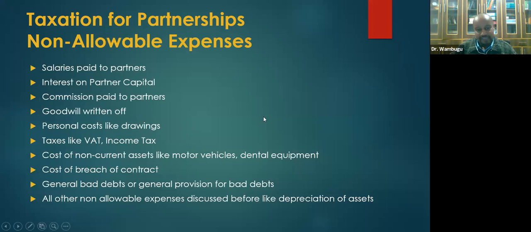Cost of non-current assets like motor vehicles and dental equipment is not an allowable expense. Cost of breach of contract, general bad debts, and any provision for bad debts are not an allowable expense. And then all the other disallowable expenses that I have explained are also not allowable expenses.